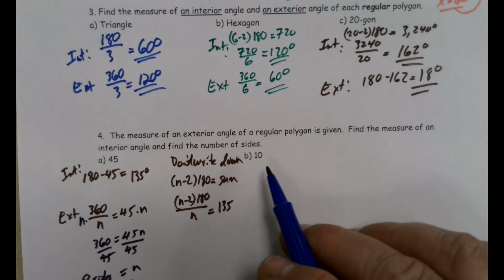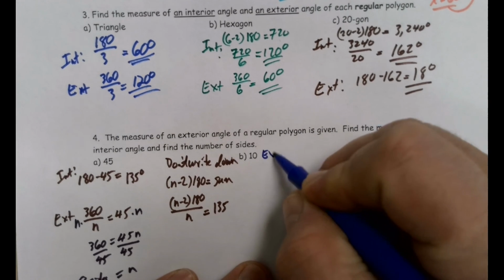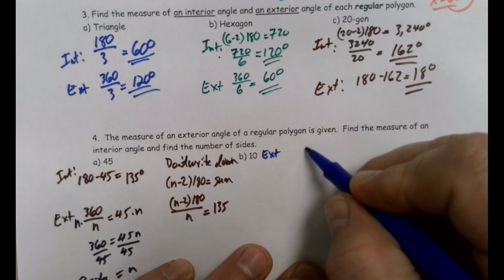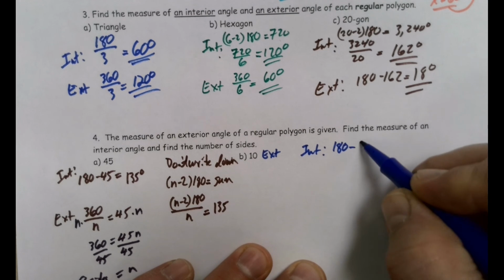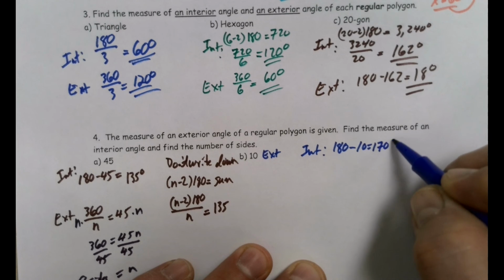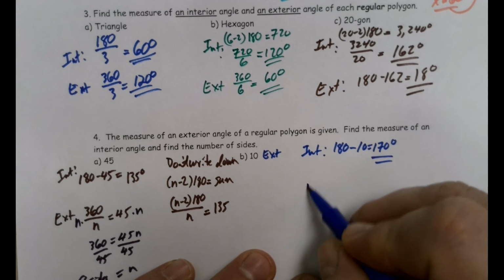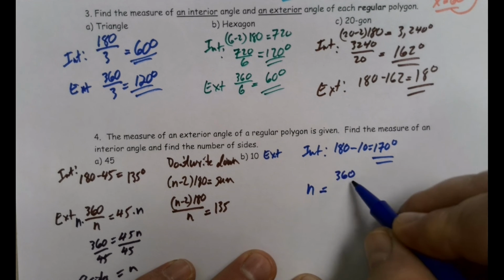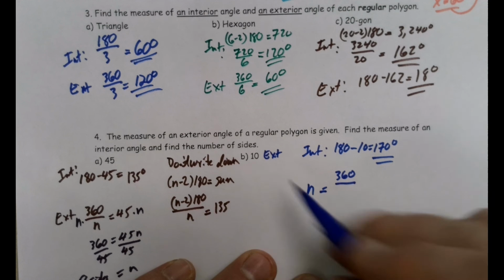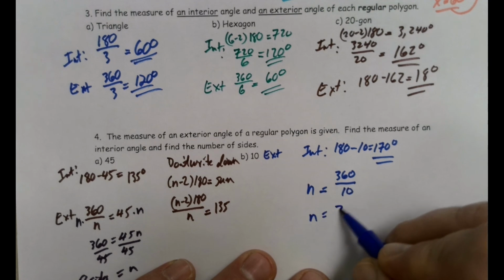So for this one where I have a 10, that's my exterior, right? Okay, so the interior is going to be 180 minus 10, or 170 degrees. Okay, for n, we're just going to do 360 divided by that 10, and it'll tell me the number of sides, which is 36 sides.